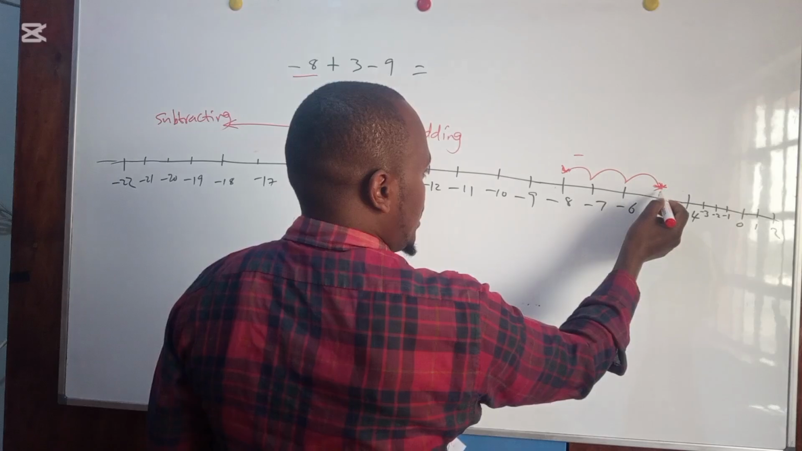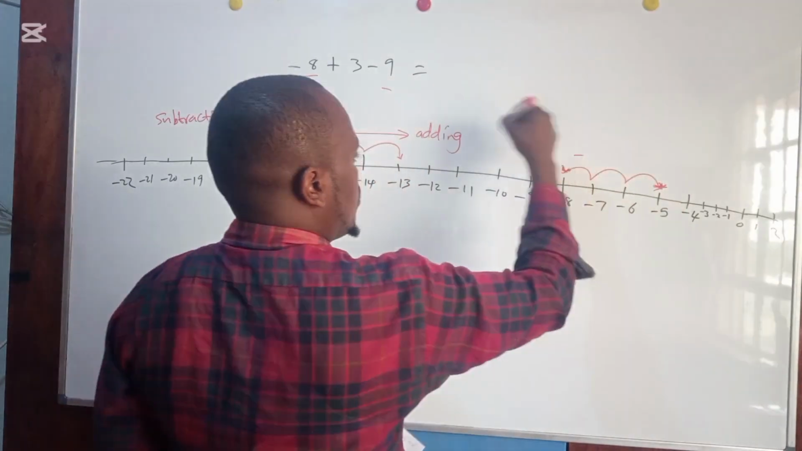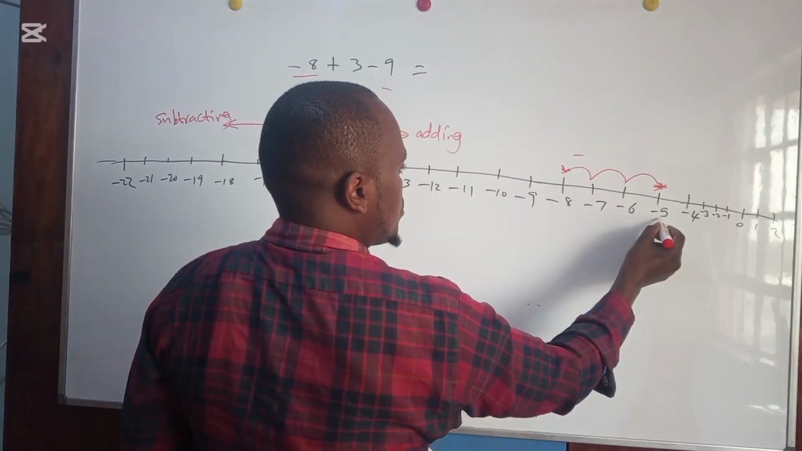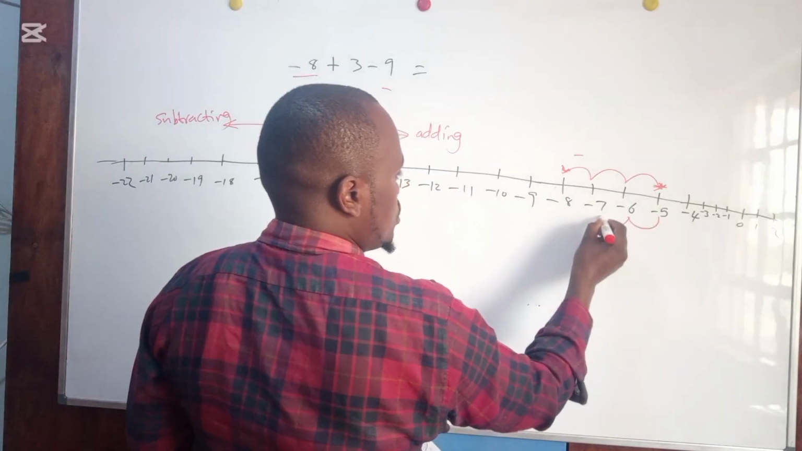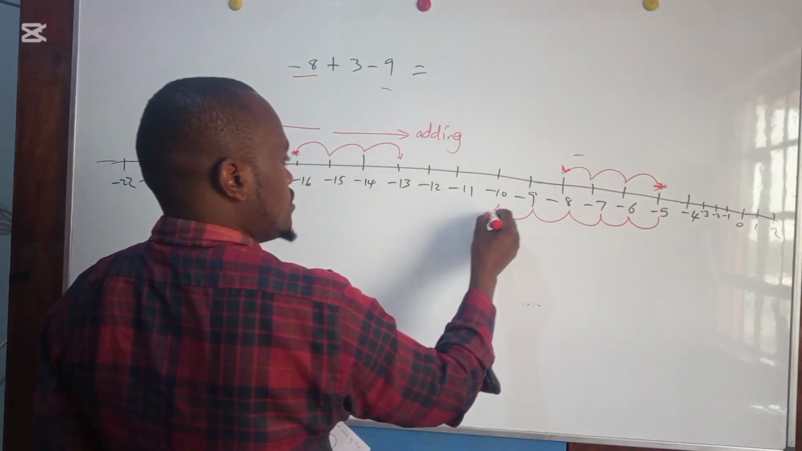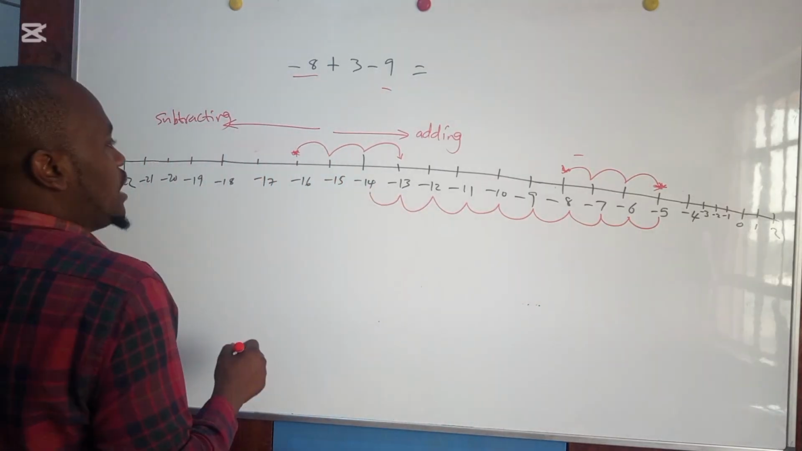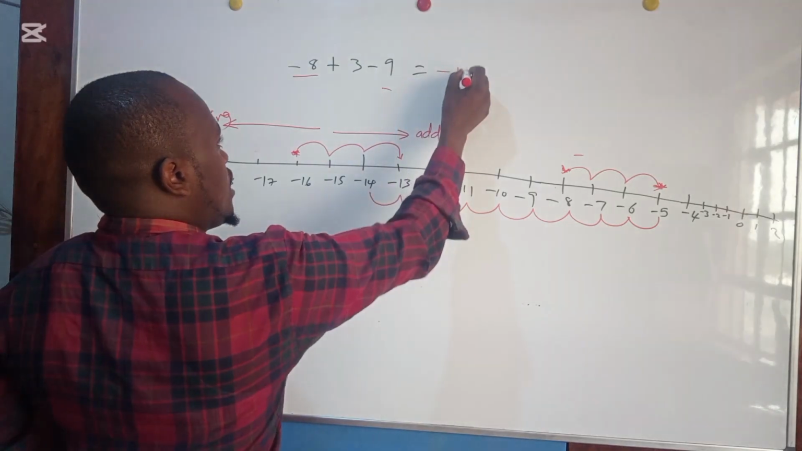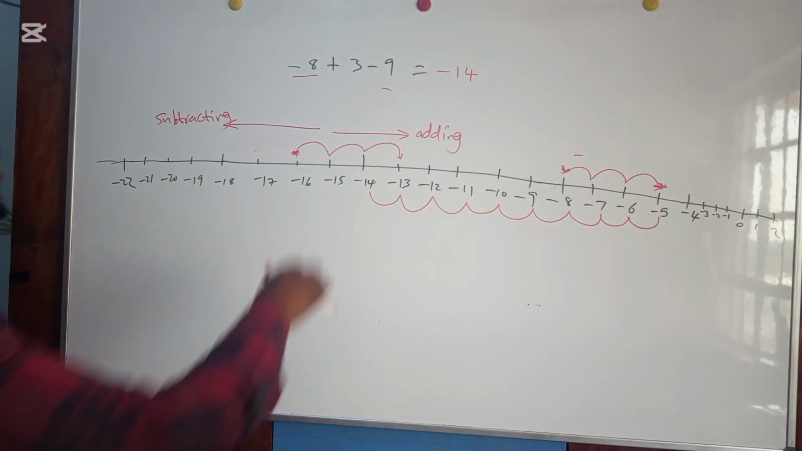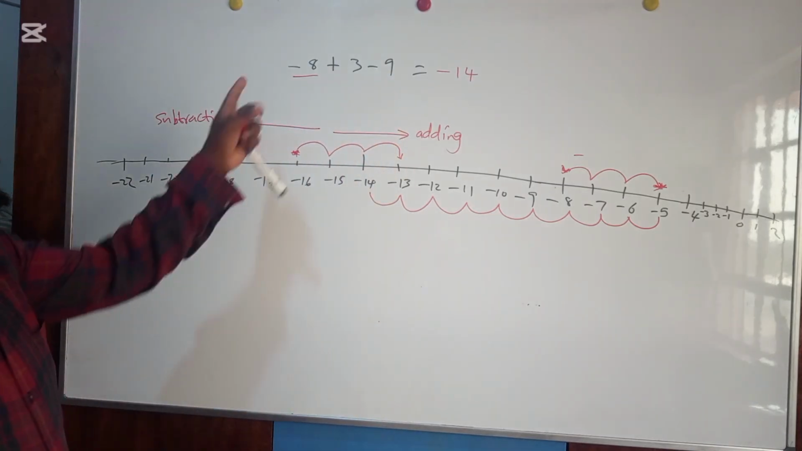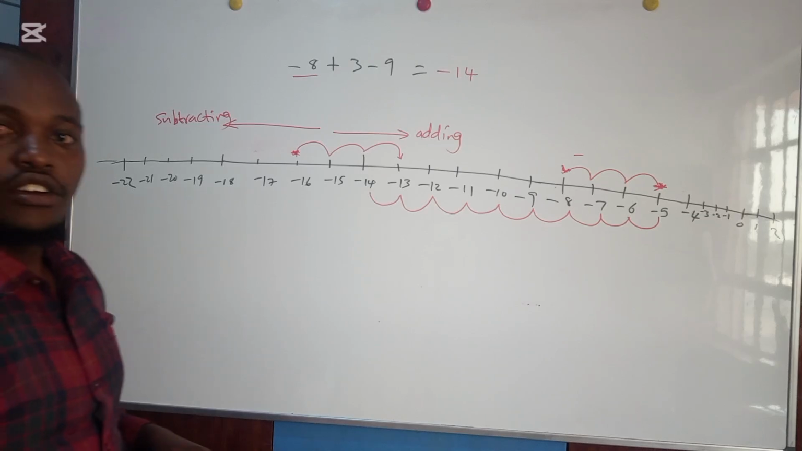After you reach here, then start going back this way. You can decide to draw on top of this line, but let me show from this end for clarity. 9 times: 1, 2, 3, 4, 5, 6, 7, 8, 9. So my answer is -14. Let me tell you whether it is correct. Yes, it is correct. The answer is -14.